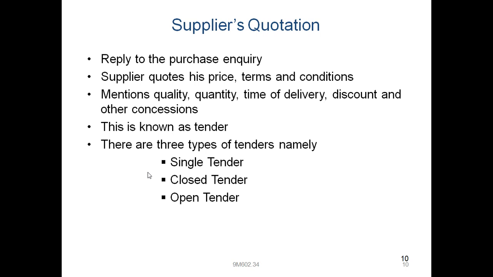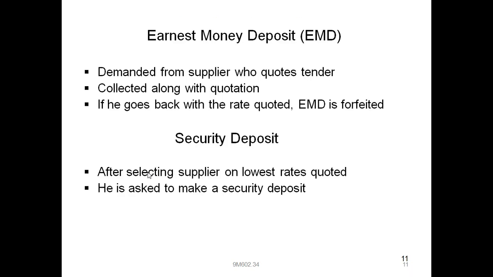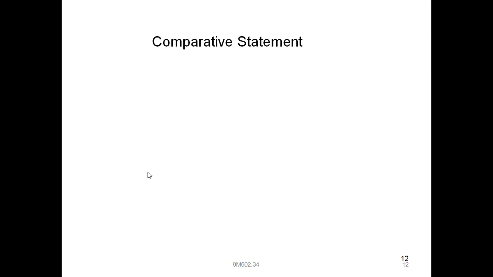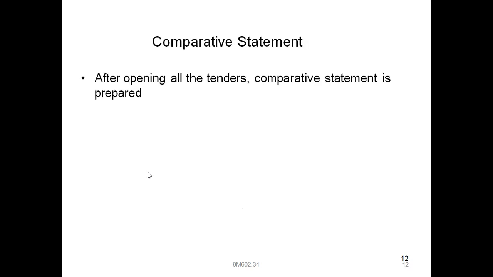There are 3 types of tenders, namely single tender, closed tender, open tender. Next is the earnest money deposit. This is demanded from supplier who quotes the tender, collected along with the quotation. If he goes back on the rate quoted, EMD is forfeited. Security deposit: after selecting supplier on lowest rates quoted, he is asked to make a security deposit. If he fails to supply properly and in time, the amount is forfeited.